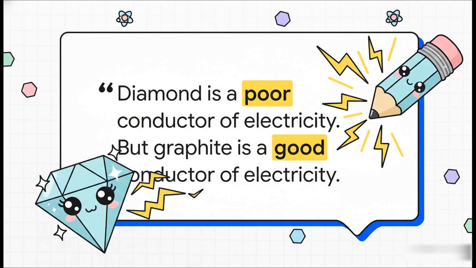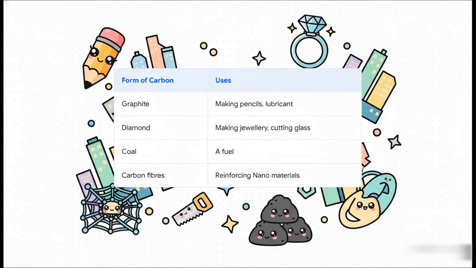It's the exact same element, behaving in completely different ways, just based on how its atoms are arranged. How cool is that? And this versatility is just mind-blowing. From the graphite that lets you write, to the diamonds used in jewelry and for cutting glass, to the coal that can power a city, all the way to high-tech carbon fibers. Carbon is without a doubt the superstar of the non-metal world.